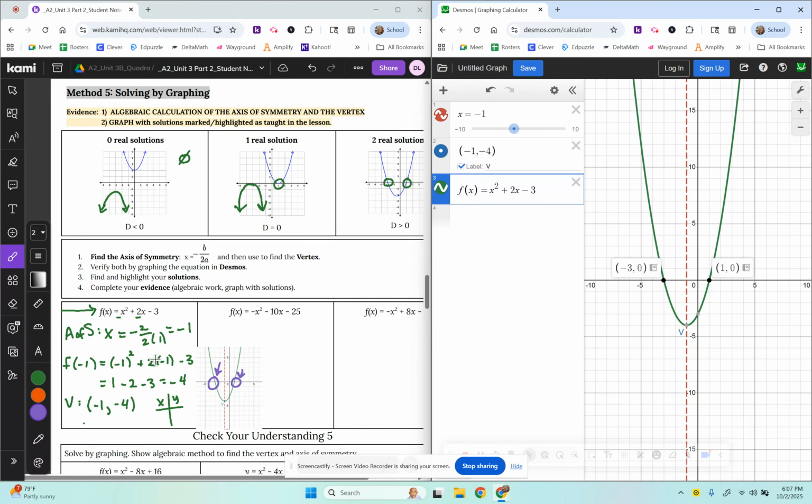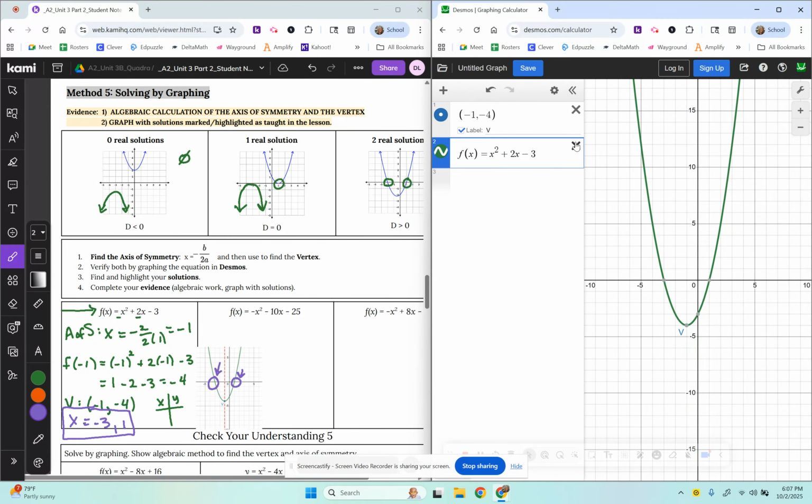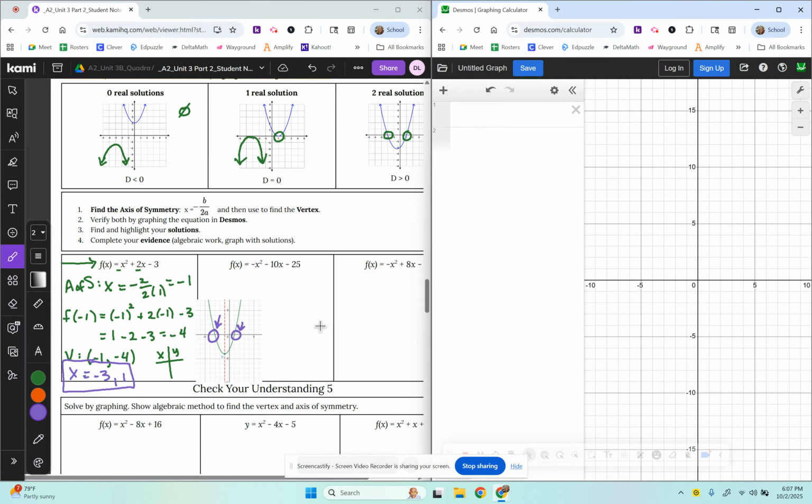So x equals -3 and x equals 1. This would be my solution. I had to show the evidence for the axis of symmetry and the vertex because that's what it was asking for. And then the graph is showing me how I'm using the graph in order to find the solution. Let's see. I'm going to clear these out and we will go to the next one.